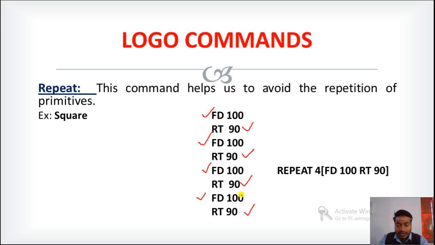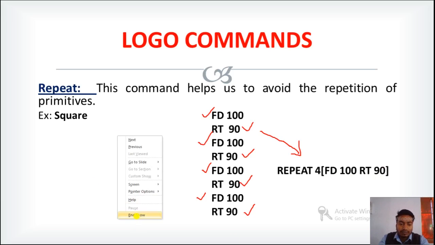So instead of writing these many, we can use the repeat command. We can write like this: repeat how many times? 4 times, and in square brackets you write FD 100 RT 90. Repeat 4 in square brackets FD 100 RT 90. Now let me show you the practical.